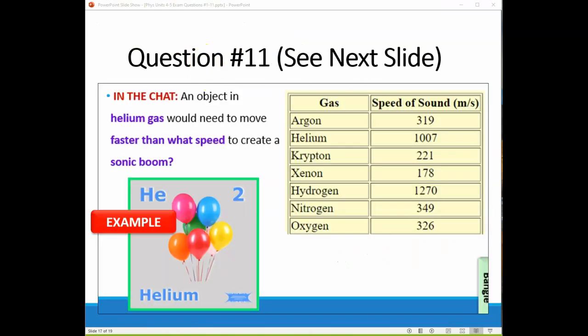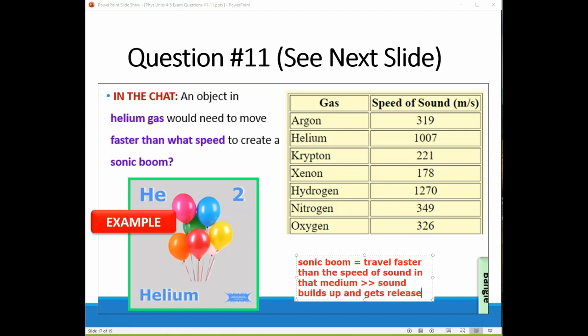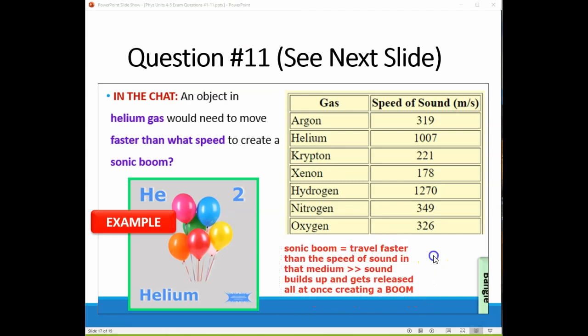Okay, question number 11 is asking you to find the speed at which something would need to travel faster than in order to create a sonic boom. Remember, a sonic boom is when you travel faster than the speed of sound in that medium, which is just the physical substance, and therefore sound builds up and gets released all at once, creating a boom. So it creates a really loud noise. Happens with airplanes, for example.